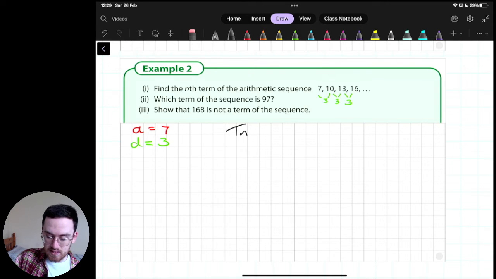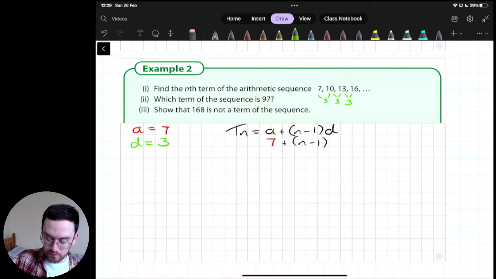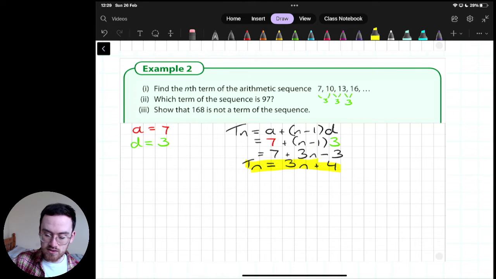My formula is Tn is A plus n minus 1 times D, subbing in for a and d. So a is 7, d is 3, and following it through, 7 plus 3n minus 3, 3n plus 4. So Tn is 3n plus 4. Okay, then they've asked us which term is 97. We have to be careful and make sure we're happy with what we're being asked here. Which term is 97? What we're looking for here is the value of n.